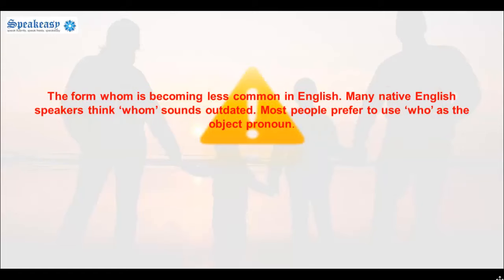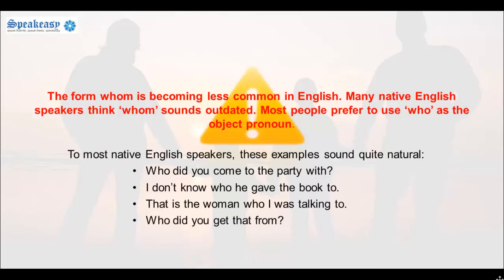The form whom is becoming less common in English. Many native English speakers think whom sounds outdated. Most people prefer to use who as the object pronoun. To most native English speakers, these examples sound quite natural. Who did you come to the party with? I don't know who he gave the book to. That is the woman who I was talking to. Who did you get that from?